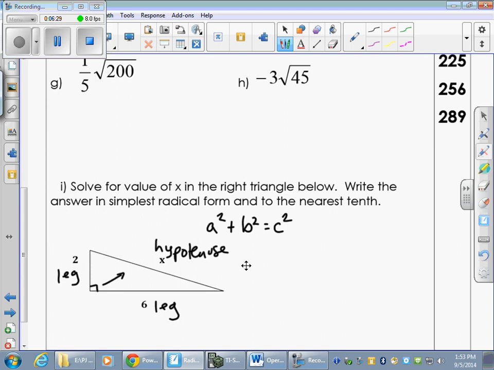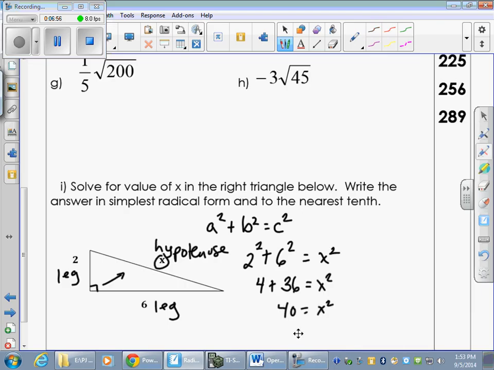So in this problem, we're asked to find a missing length of a hypotenuse, x. But we know the values of the legs. So we could replace a and b with 2 and 6, and replace c with x, or you could just leave it with c. And then we're going to solve for x. So we would have 2 squared is 4, 6 squared is 36. The sum of 36 and 4 is 40.